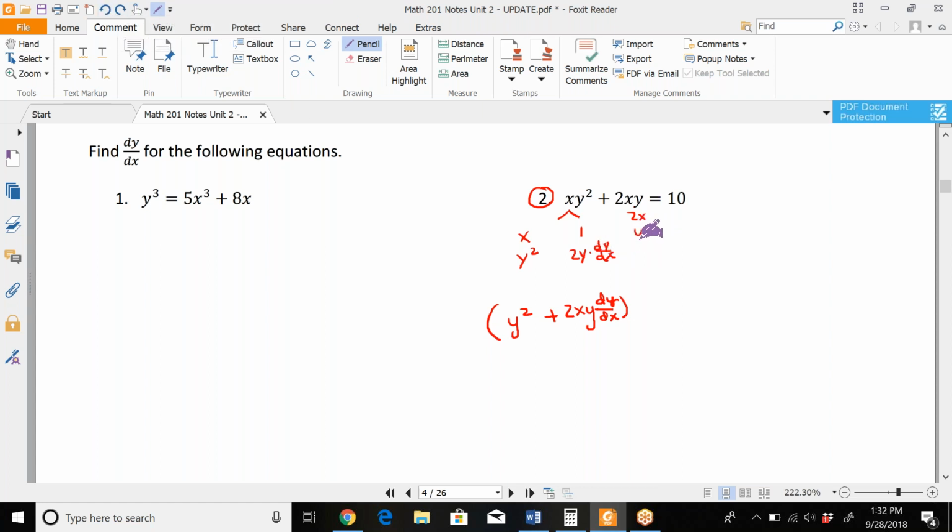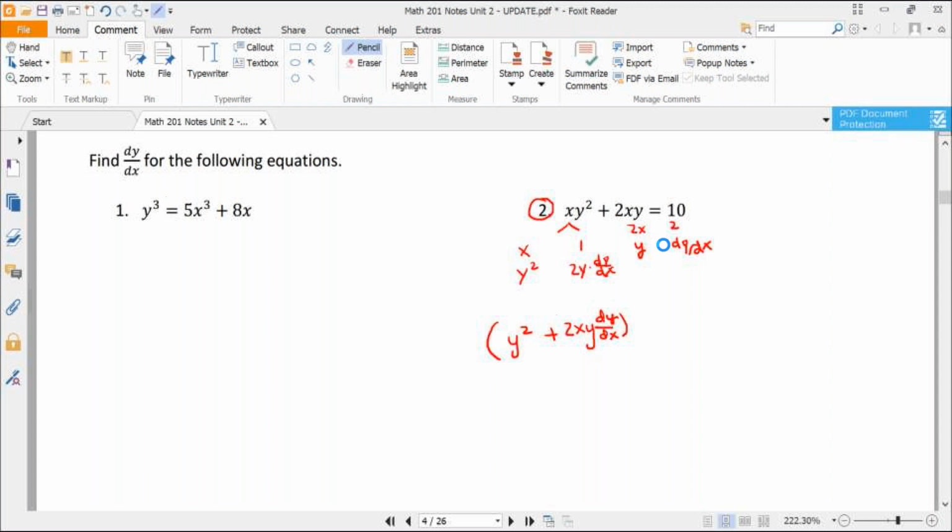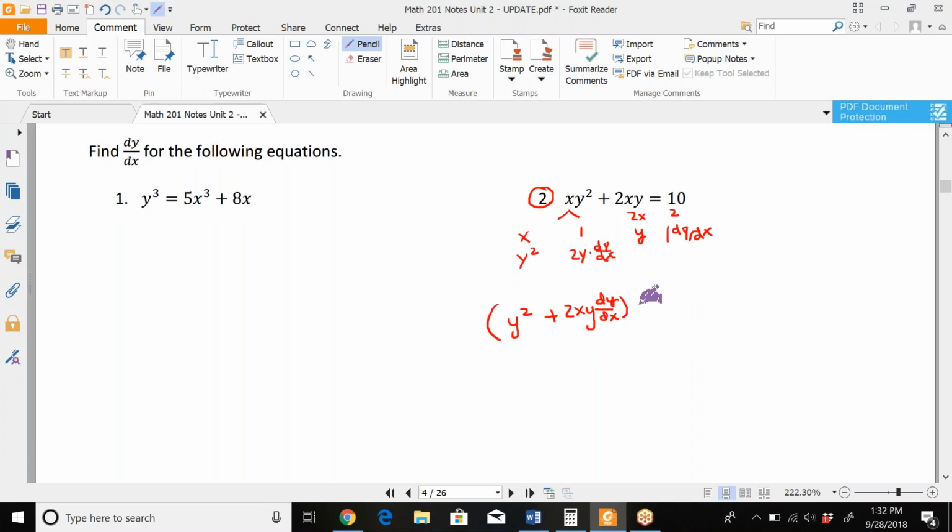Put our second equation down. Then the derivative of 2x is 2. The derivative of y would be 1, but it's a dy dx since it's the wrong variable. So 1 dy dx. Okay, so then we have our derivative of the second piece. There we go. Would be 2 times y, and then 2x times 1, so that's just going to be 2x, and then dy dx on that one. The derivative of 10 is just 0.